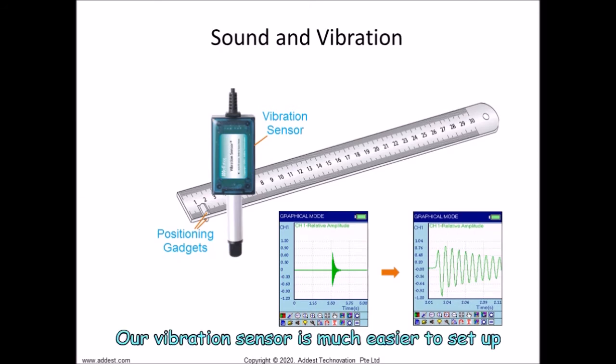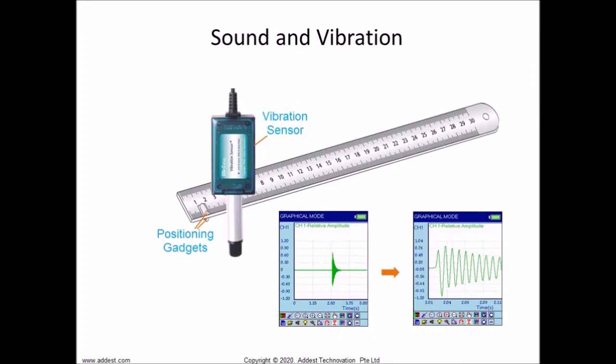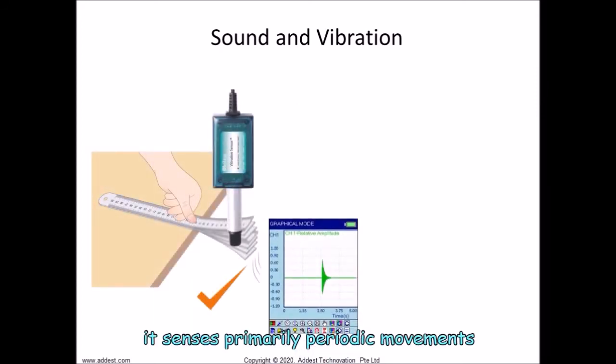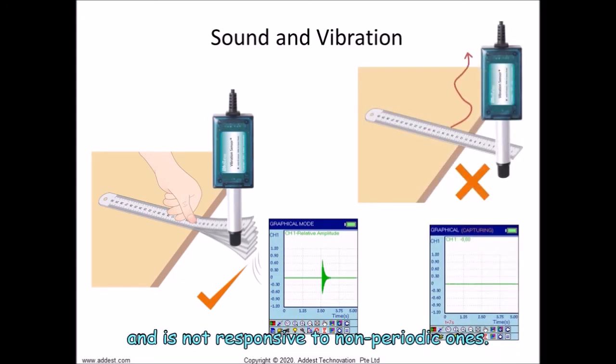Our vibration sensor is much easier to set up than the photo gauge, in the sense that it does not have to be precisely aligned with the body of the ruler. In addition, it senses primarily periodic movements and is not responsive to non-periodic ones.